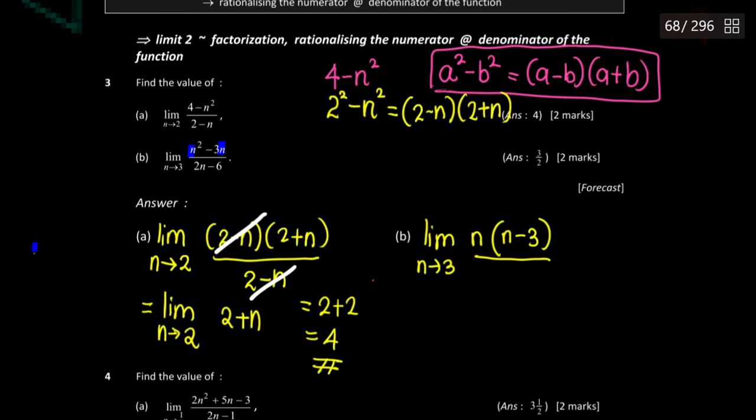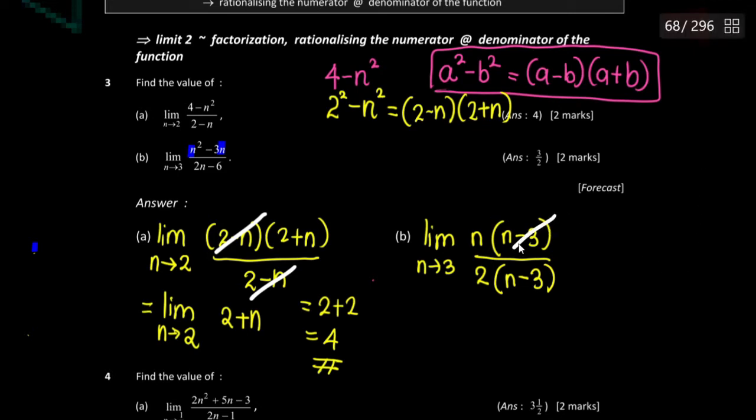Below, anything can factorize out or not? Yes, because you see the number there, 2, right? 2 is a common factor for 2 and 6. So we are going to take out the 2. So this kind of factorizing skills, by now, please update yourself, okay? Do a lot of practice for this kind of factorizing skills.